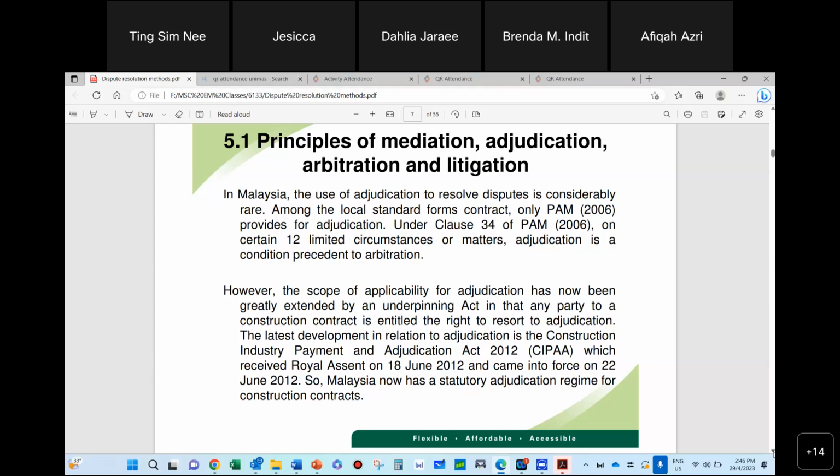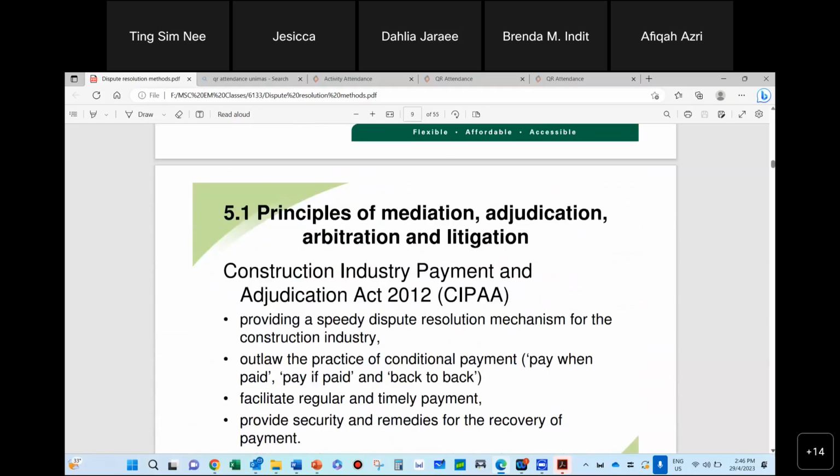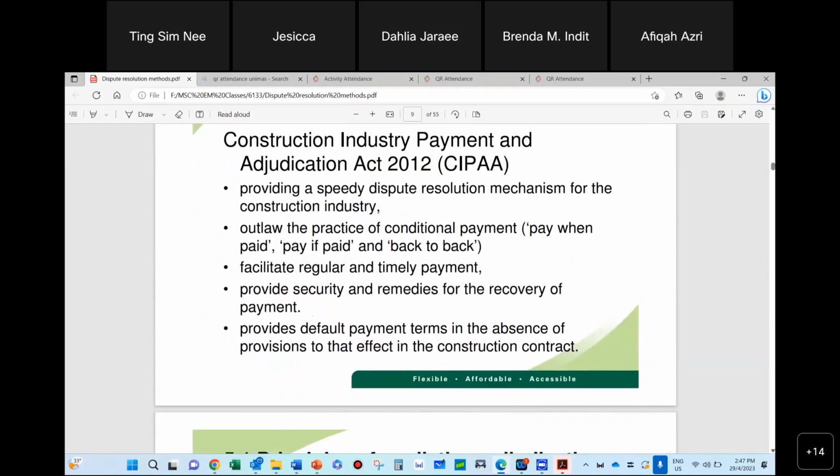Okay. Right. And then, okay, so now that we have this CIPAA, we call it the Construction Industry Payment and Adjudication Act 2012. Okay, it received the Agong's assent basically on the 18th of June 2012 and was enforceable on the 22nd of June 2012. So now we have a statutory adjudication regime for all construction contracts. Okay, so it means that even though it's not stated in the contract itself, the party can go for adjudication.